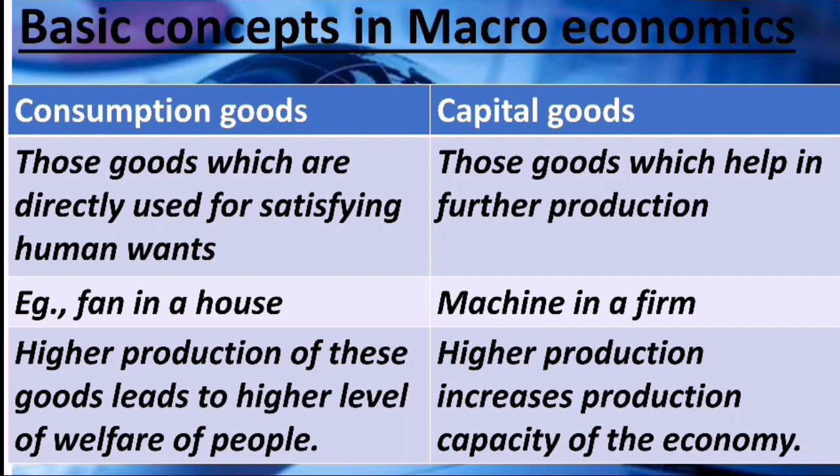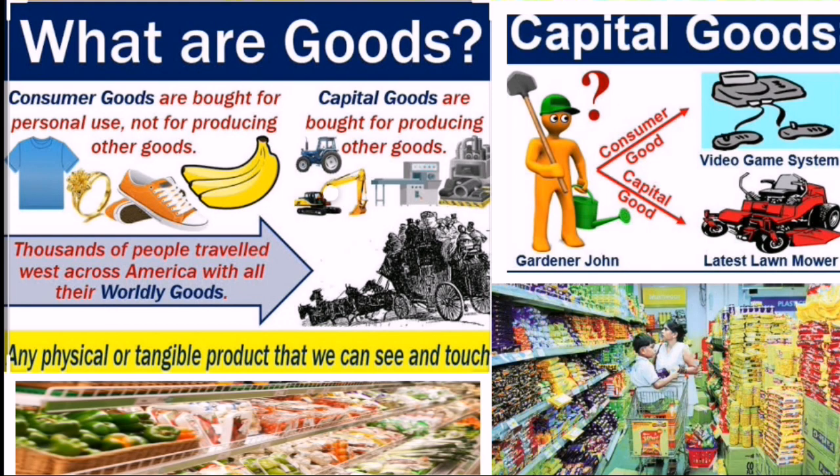Now, always remember that consumption goods are also called consumer goods sometimes, right? So don't get confused between that. Now, similarly, if you're buying a machine for your own purpose, then that will be a consumption good. And if it is for establishing a firm, then that will become a capital good.